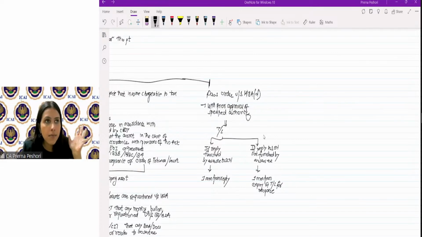Yes, are we clear? Yes or no? So 148A is the first step for initiating the reassessment. Yes or no?